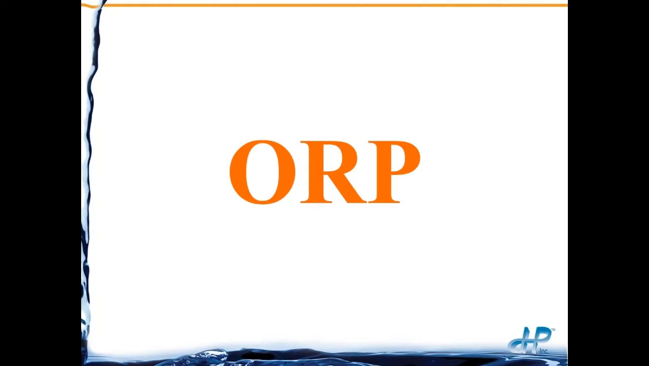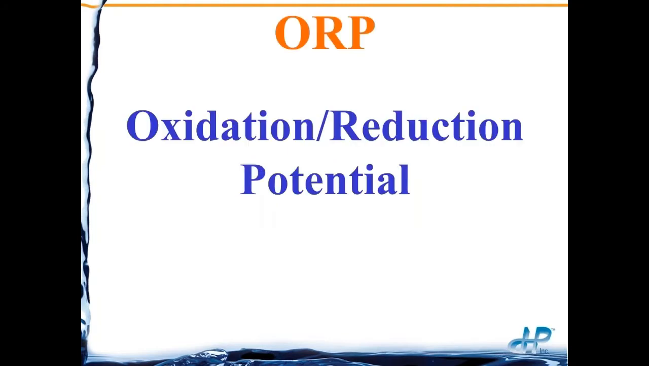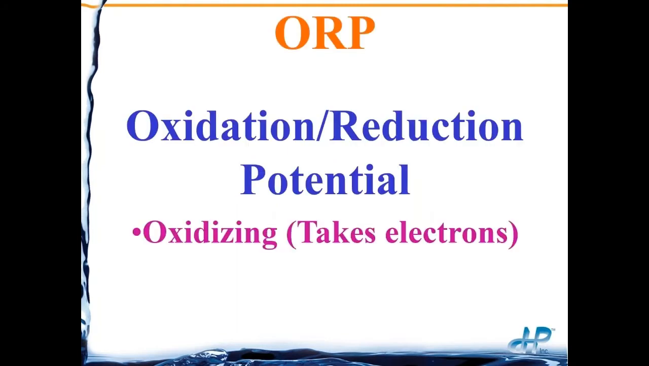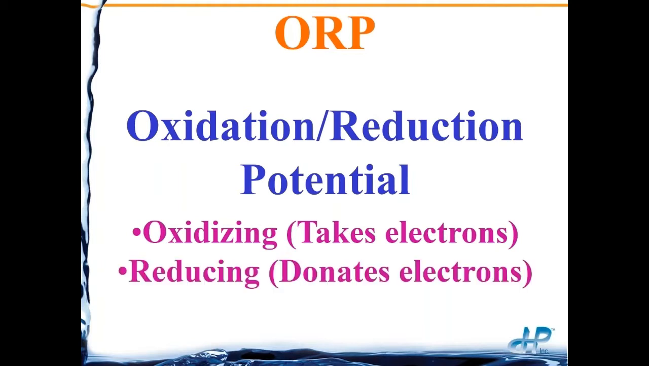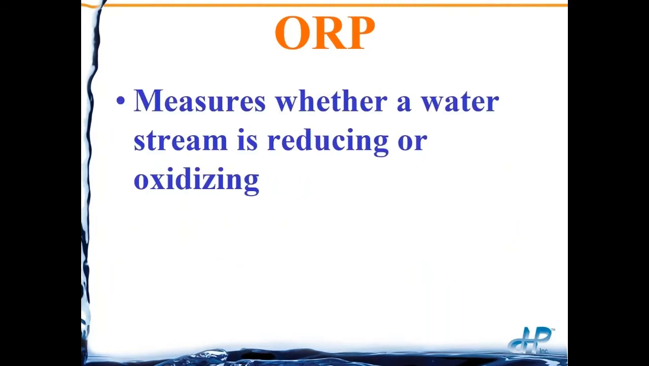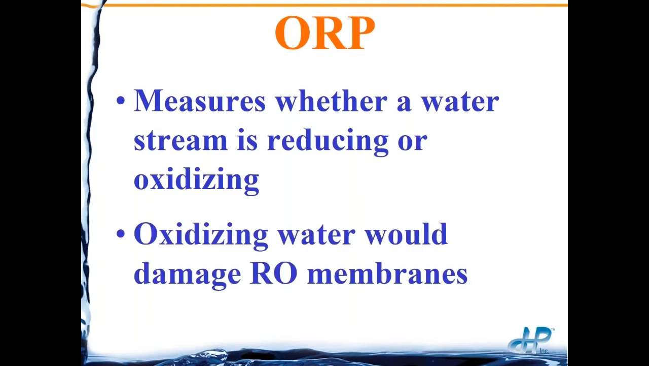So just a real brief introduction to ORP. ORP stands for oxidation reduction potential. We're talking about oxidation or oxidizing, where we're taking electrons, and the opposite of that, reduction or reducing, where we're donating electrons. So an ORP measurement will tell us whether a water stream is reducing, it wants to give up electrons, or it's oxidizing, it wants to take electrons.